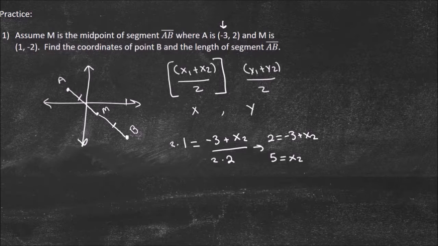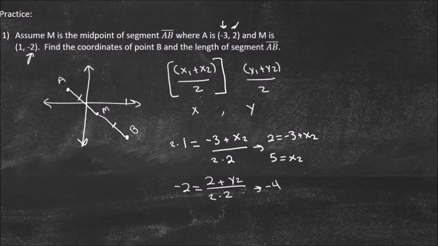Then now I need to find the y coordinate. So now I'm going to say, well, the y coordinate of the midpoint is -2. So -2 equals y1, which is 2. That's this number right here, and I got the midpoint of the y right there. So negative 2 equals 2 plus y2 divided by 2. Again, multiply by 2. I get negative 4 equals 2 plus y2. Subtract 2 from both sides.